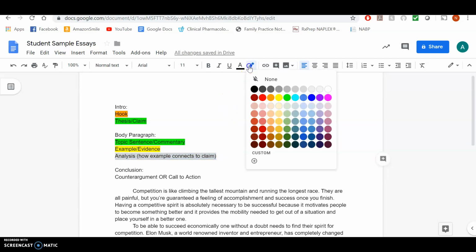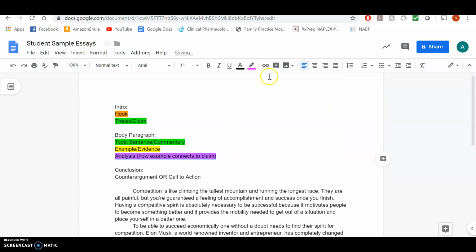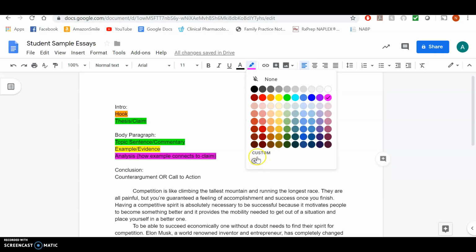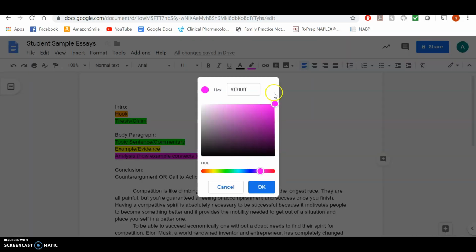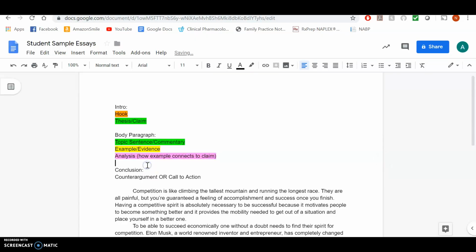Your analysis is going to be in pink. The difference between commentary and analysis, I guess we can use this color. That's too dark. The difference between analysis and commentary is that your commentary is generally something that you have to prove. Let's try to make this lighter somehow. Here we go. Your commentary is something that you have to prove, and your analysis helps connect to your major points, your major thesis statement, or your topic sentences.